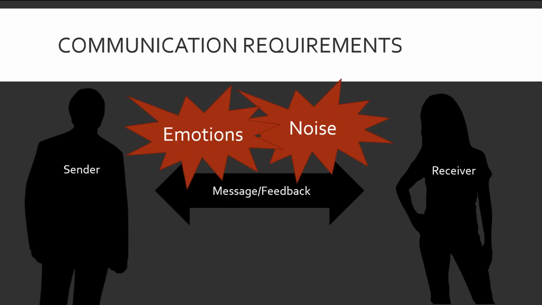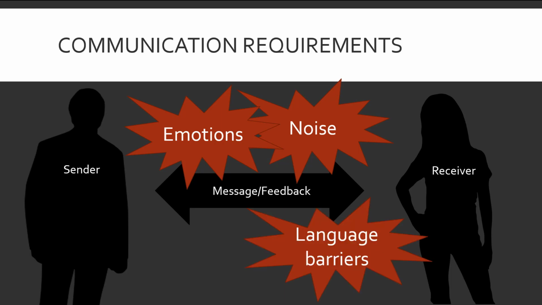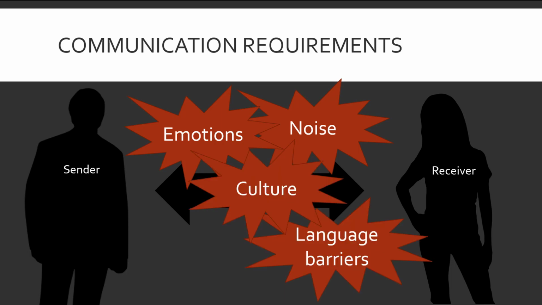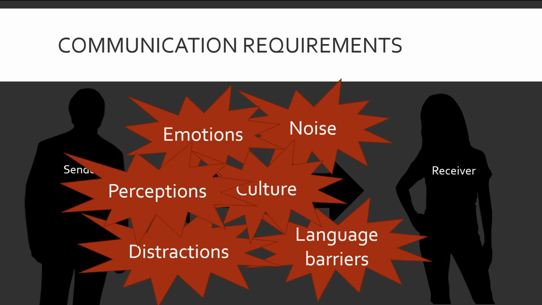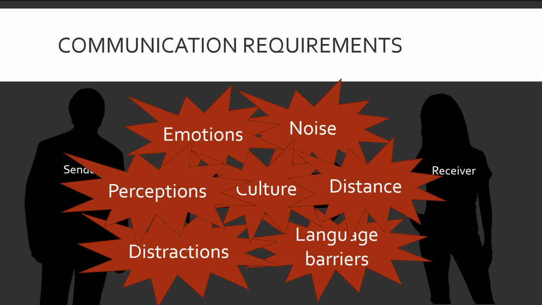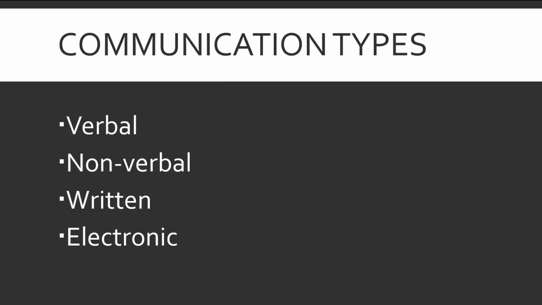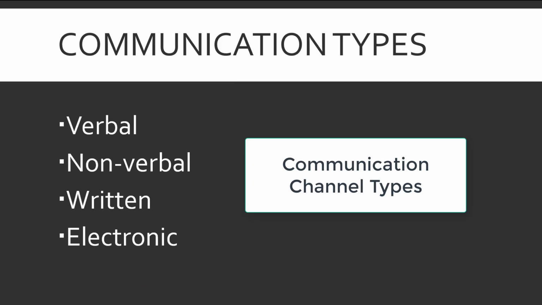That could be a loud truck passing or a noise created by too many messages being received that the receiver becomes overwhelmed. There's also language barriers, cultural barriers, distractions, perceptions, or even physical barriers such as distance or talking through a door. It's important to understand the barriers as well as the types of communication. There are four main types, including verbal, nonverbal, written, and the ever-expanding category of electronic communication.